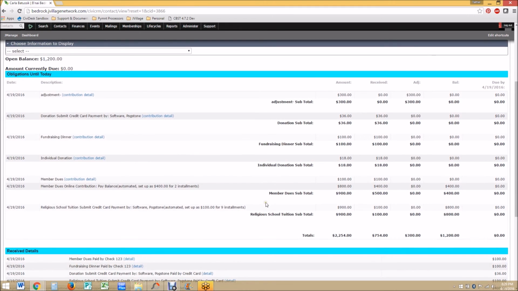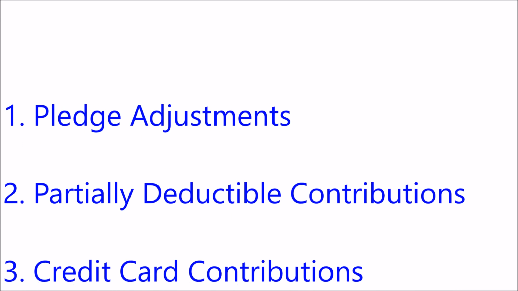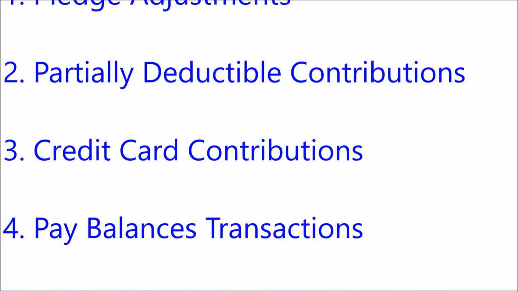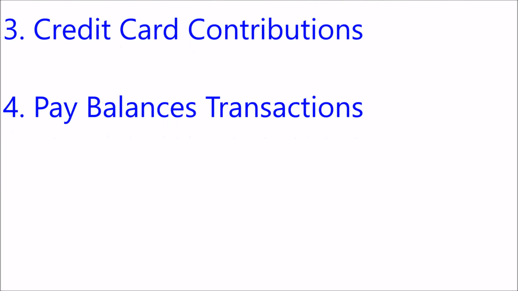This brings us to the end of Bookkeeping 101 Part 2. We covered pledge adjustments, partially deductible contributions, credit card contributions, and pay balances transactions.